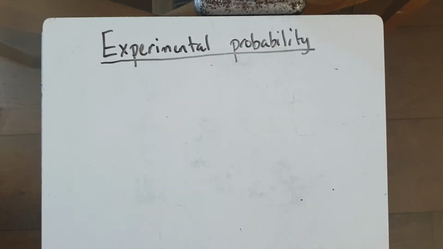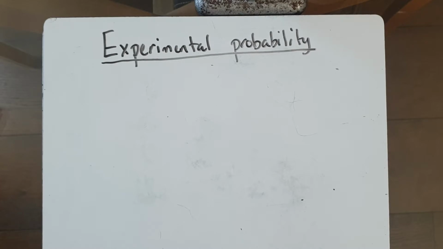Today's lesson is on experimental probability. Experimental probability is a probability that is based on an experiment or a trial that you do yourself. So if you wanted to investigate what is the probability of a coin landing on tails when you flip it, you could get a coin and carry out an experiment where you flip the coin a lot of times and you record whether you get heads or whether you get tails.